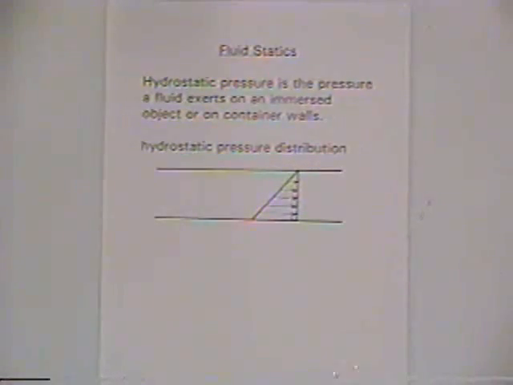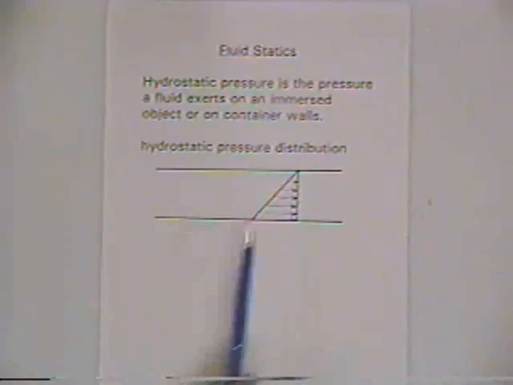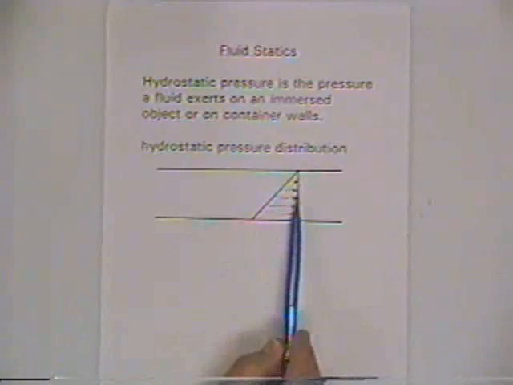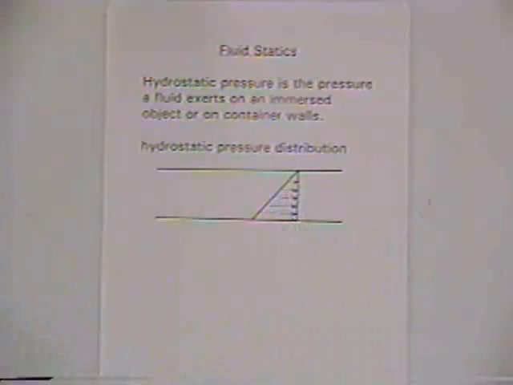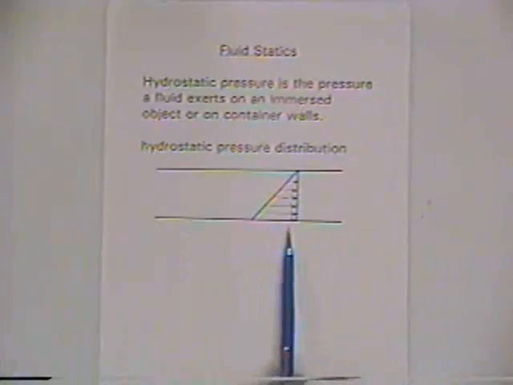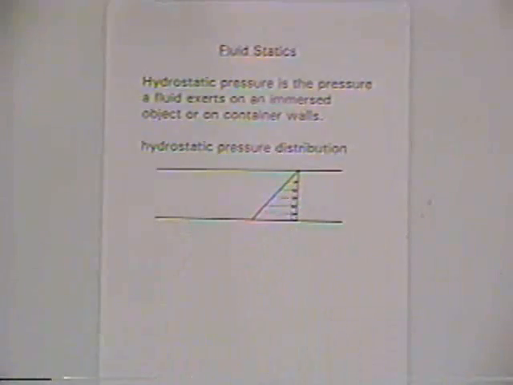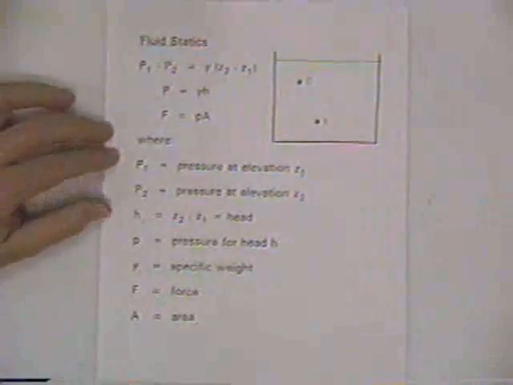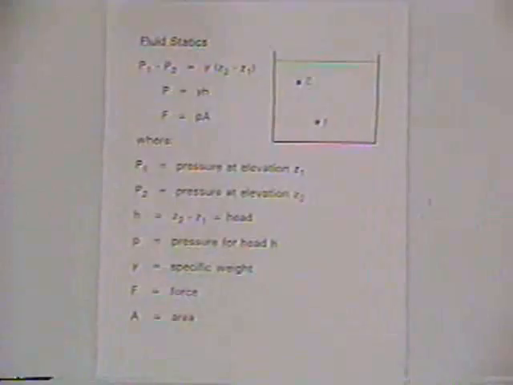An object may be immersed in the fluid, and so the pressure increases with depth. At the surface of a liquid, there's zero pressure, but as you get deeper and deeper, the pressure increases, as indicated by this little diagram representing a pressure distribution, a linear increase of pressure with depth. This is the basic concept and the basic equation that fluid statics is built upon. If we understand this equation, we can pretty well understand fluid statics.